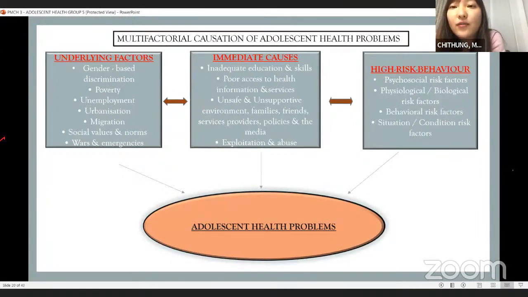Multifactorial causations of adolescents' health problems. Underlying causes like gender-based discrimination, poverty, and immediate causes like unsafe or unsupportive environment, families, and friends. In high-risk behavior like psychological, physiological, all these can cause an adolescent's health problem.